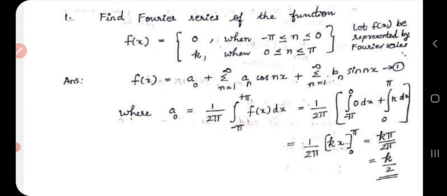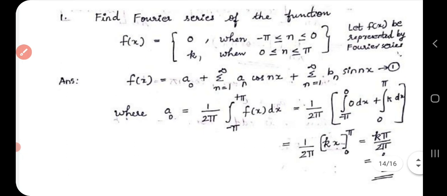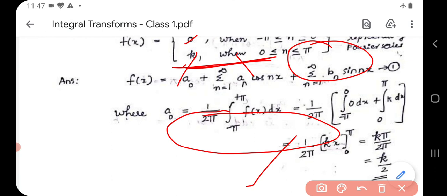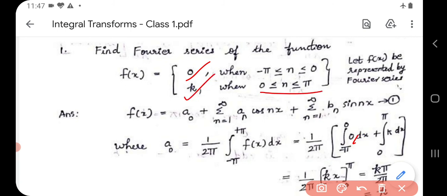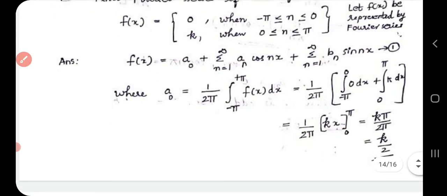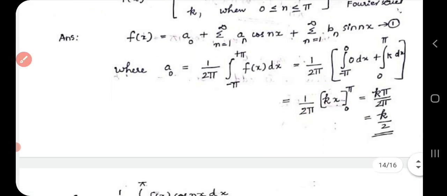From minus pi to 0, f of x is having value 0, so that we are writing it here. Then in the other one, in this limit, f of x is having the value k. Then integrate. On integrating, you will get the value of a0 as k by 2. I am not explaining it because these are all simple integrations. You can work it out. So a0 is k by 2.